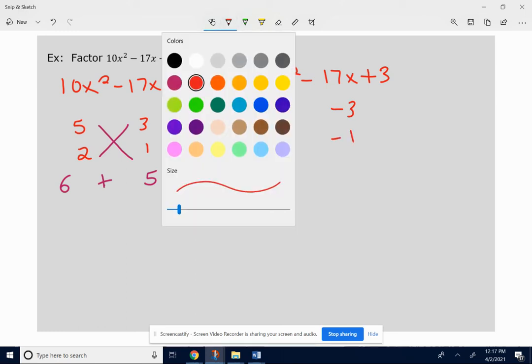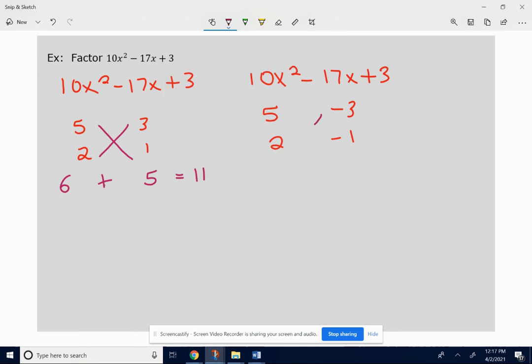Okay, I'm going to do my little multiplication trick. Negative 3 times 2 is negative 6. 5 times negative 1 is negative 5. Add those up. Negative 6 plus negative 5 is negative 11. Not it. I need a negative 17. But at least I'm getting a negative answer for the middle, so that's a little bit better. Try one more.